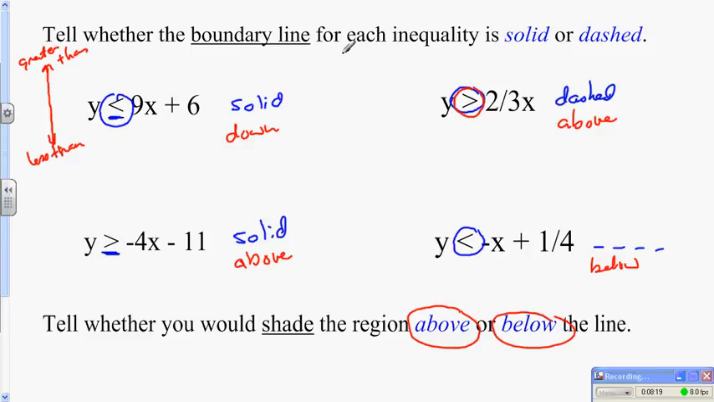And if you didn't know, these are greater than and greater than or equal to. This is less than, or less than or equal to.